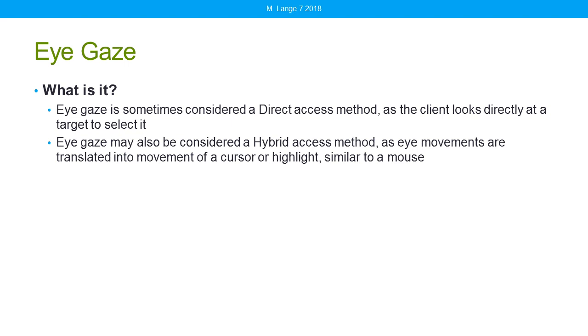So what is eye gaze? Well, eye gaze is sometimes considered a direct access method. Direct access includes things like reaching out with a finger and touching a selection on a display or on a keyboard. Eye gaze is also considered to be a direct access method because the client looks directly at their target and that's how they select it. So just like reaching out with a finger and touching that selection, our eyes are directly making a selection. Other folks consider this to be more of a hybrid access method because eye movements are translated into movement of a cursor or a highlight, similar to mouse access. So if you're into terminology and categorizing these sort of things, you might see eye gaze categorized as either a direct access method or as a hybrid access method.